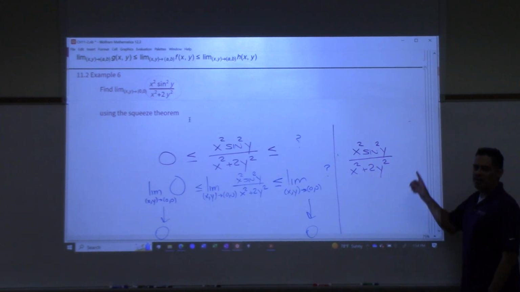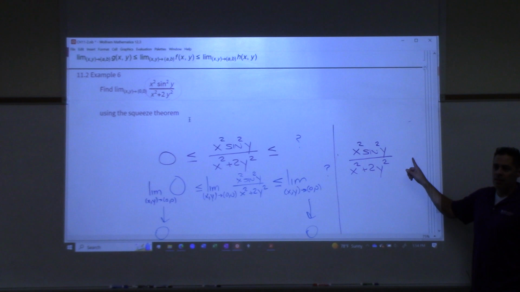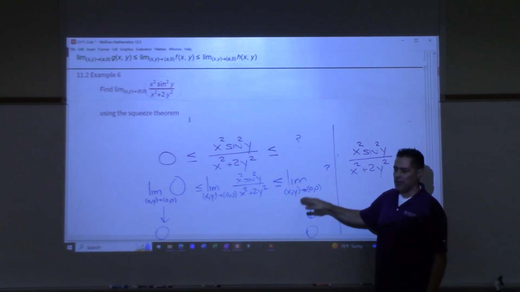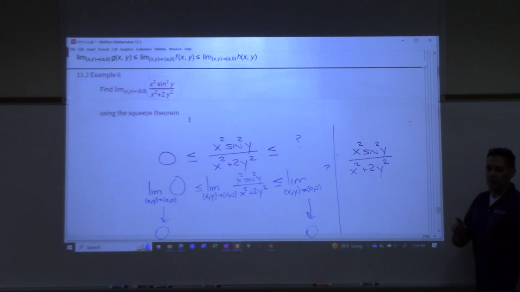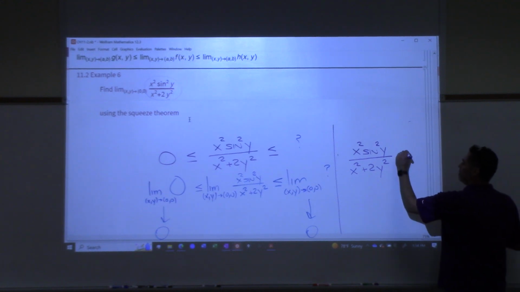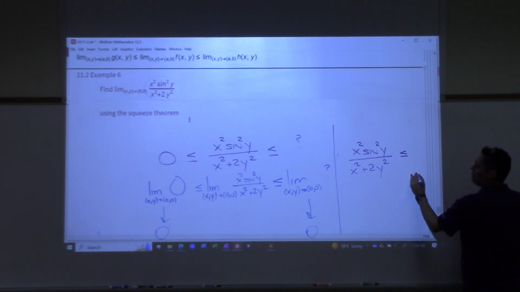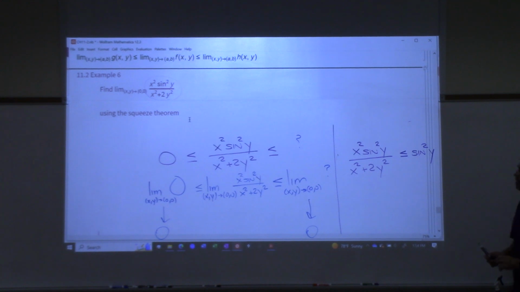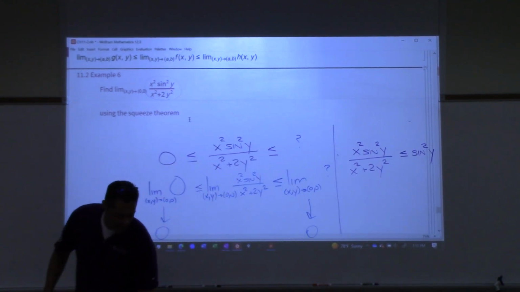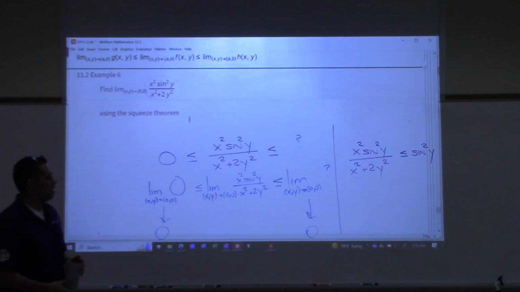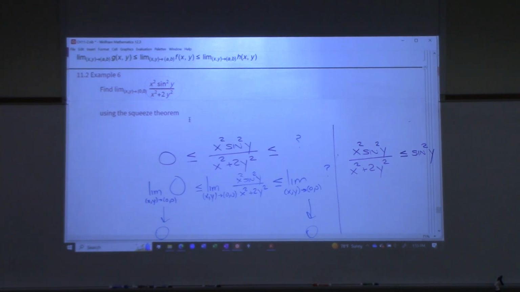Okay, I need something that's bigger than this, that I know when I take its limit goes to 0. So I'm going to tell you what it is first, and then let's talk about why it's this. Do you all agree that that's less than or equal to sine squared y? Think about it, and if you think you know why, then maybe I'll ask you to explain. If you think you know, show me your hand.